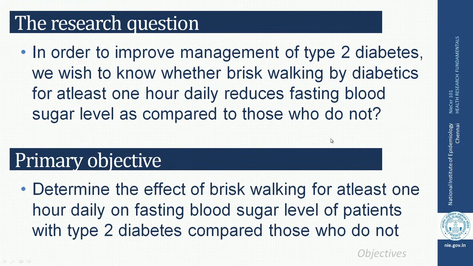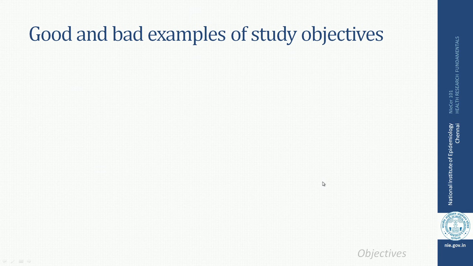Now let us go back to our example. The research question that we stated was, in order to improve management of type 2 diabetes, we wish to know whether brisk walking by diabetics for at least 1 hour daily reduces fasting blood sugar level as compared to those who do not. We can translate this into a primary objective: to determine the effect of brisk walking for at least 1 hour daily on fasting blood sugar level of patients with type 2 diabetes compared to those who do not. So determine is a very useful word, especially when you have an analytical objective.